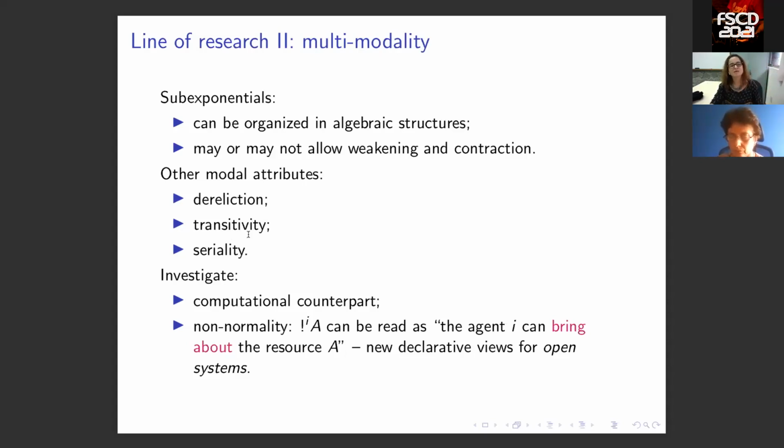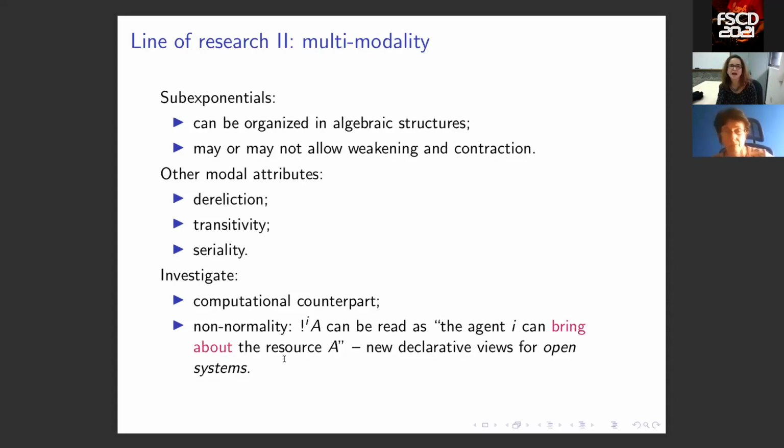So what happens then? We do know what happens in the logic, but we do not know how to translate this to some computational interpretation. And this is something that we are investigating right now. And the other thing is that we want to go really lower and talk about non-normal modalities.